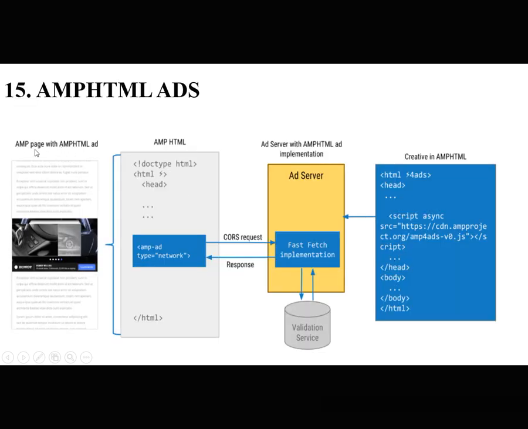So this is a kind of AMP page with an AMPHTML ad. This is the AMPHTML code, and this is the request made to the ad server via the AMPHTML code. The request goes to the ad server, and then the implementation response is very fast, and the validation is very fast. The creative in HTML is fetched very fast. This is the creative, and then the ads are served, and this is the ad which is shown.